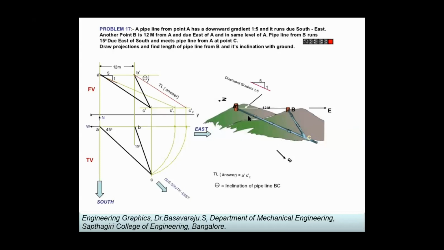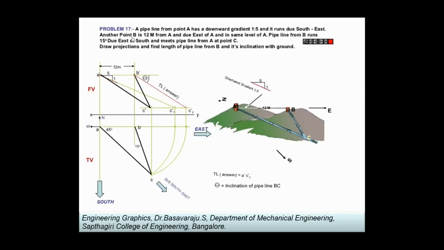It is very simple. A pipeline from point A has a downward gradient 1 is to 5. See, downward gradient 1 is to 5 means every 5 meters, 1 meter will be down. Every 5 millimeters, if you consider, 1 millimeter will be reduced. Or every 5 meters, 1 meter will be reduced. That is the ratio that we are given. And it runs due southeast, whatever the direction is.